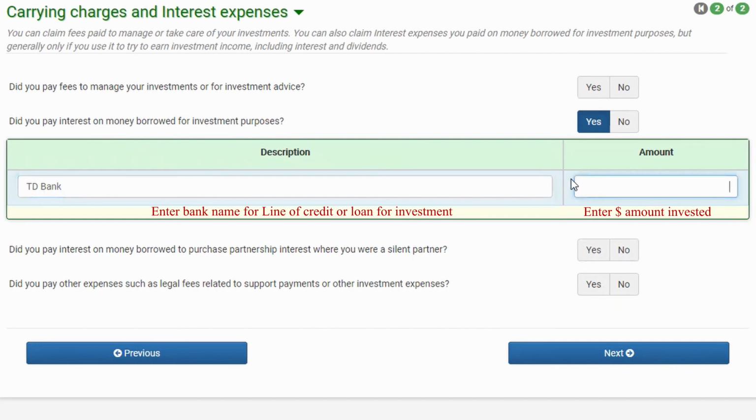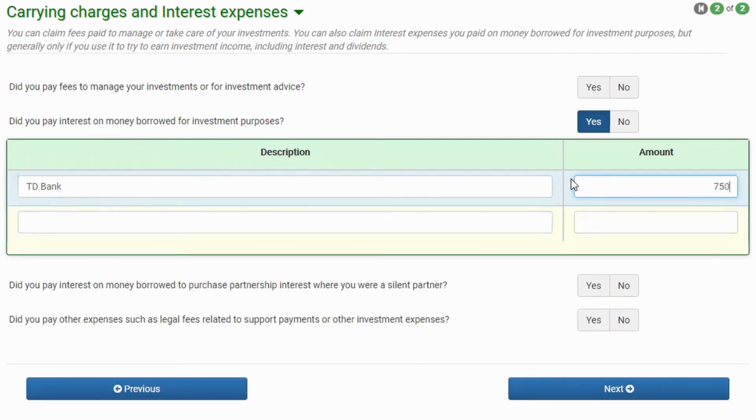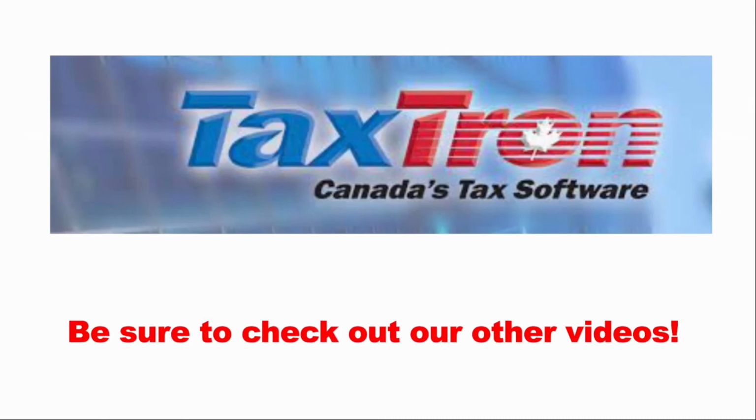And here you will enter the interest you paid during the year for your borrowing, which you invest in your portfolio. That's how you can claim that interest expense in your income tax return.